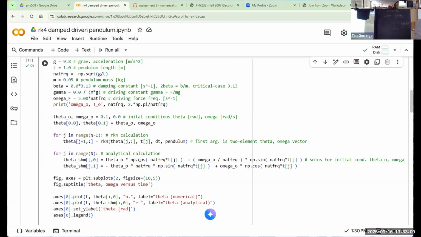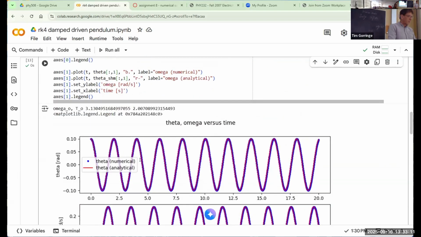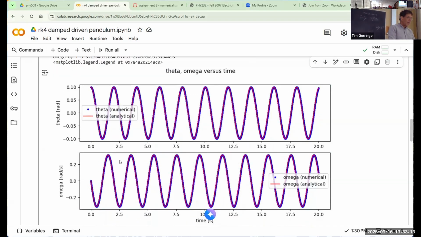So let's double check that makes sense. And it looks like it is. So here's one period, which is 2 seconds. The amplitude we started the oscillations with was 0.1 radian, and it just maintains that amplitude. There's no damping here, and the initial velocity was 0, so the graph here starts from 0.